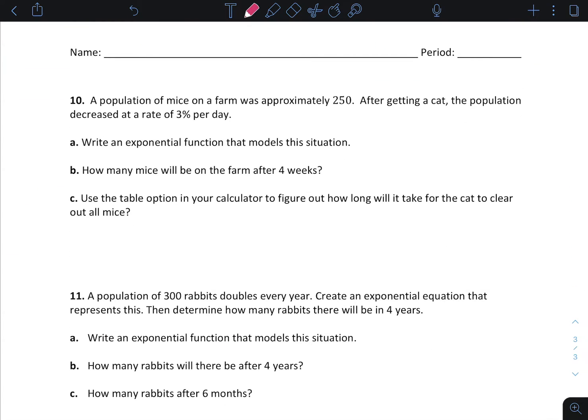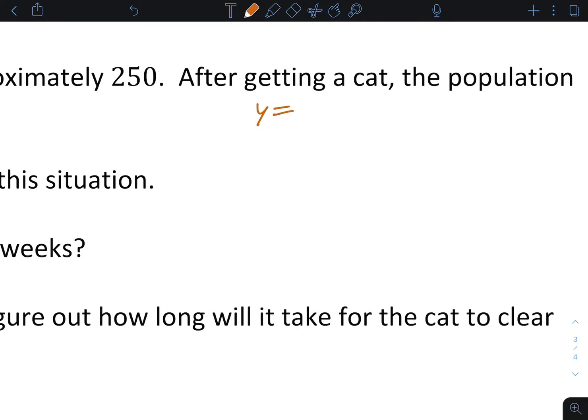Number 10, population of mice on a farm was approximately 250. You got a cat. Population decreased 3% per day. So, is it a decay? Let's go yellow. Is it a decay or a growth? Well, the population decreased, so we got smaller. We were decaying our population. So the two formulas are very similar, except that we now have a subtraction sign in the middle.